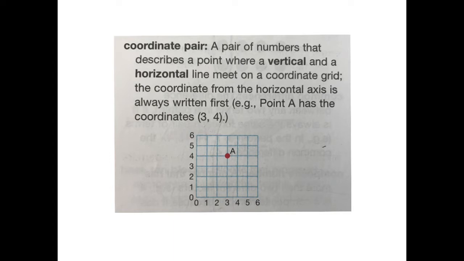First off, let's remember what a coordinate pair is. A coordinate pair is a pair of numbers that describe a point where a vertical and a horizontal line meet on a coordinate grid. The coordinate from the horizontal axis is always written first. So, for example, in the diagram below, point A has coordinates 3, 4, because we have to run before we fly, right? Or we have to walk before we get into the elevator.